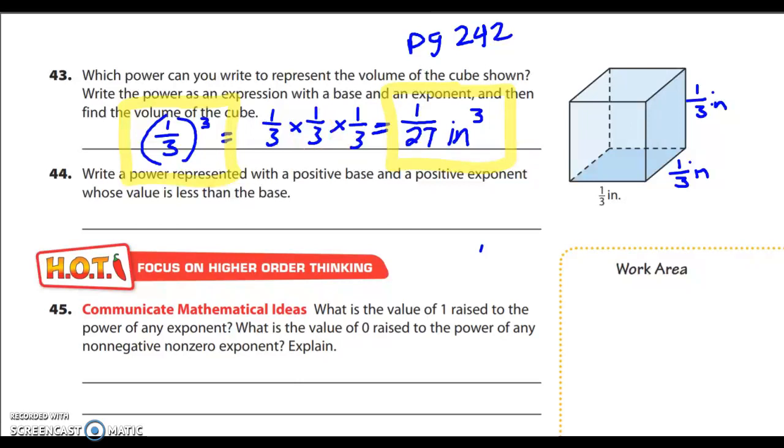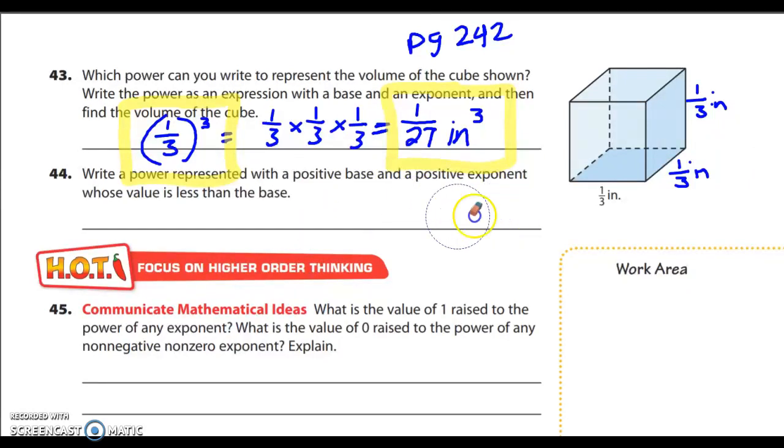Number 44 reads, write a power represented with a positive base and a positive exponent whose value is less than the base. So how can I write something like this, where I've got a base, I've got an exponent, and my value here, my answer, has to be less than the base? Now you might think that's impossible. Even if I pick little numbers here, 2 to the second power is 4. If I tried 3 to the second power, that'd be 9. How can I do that?